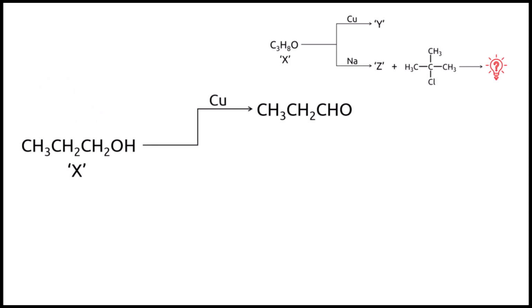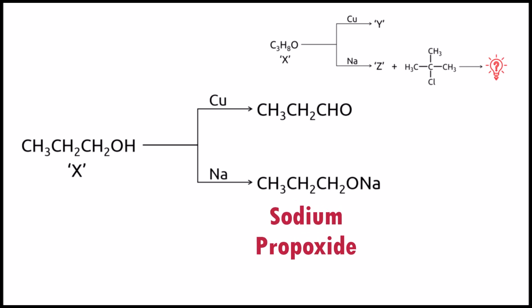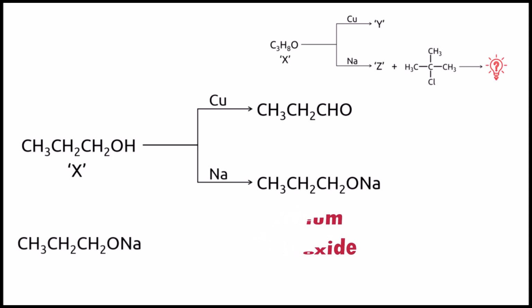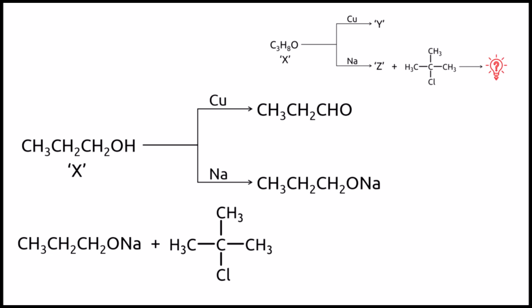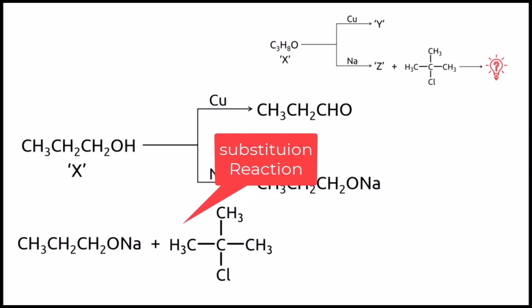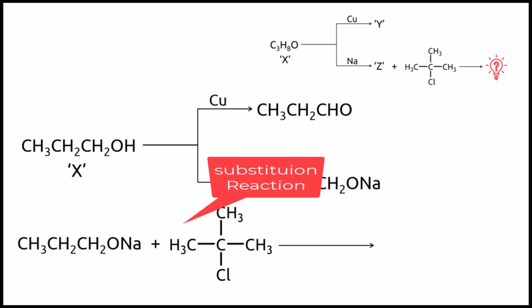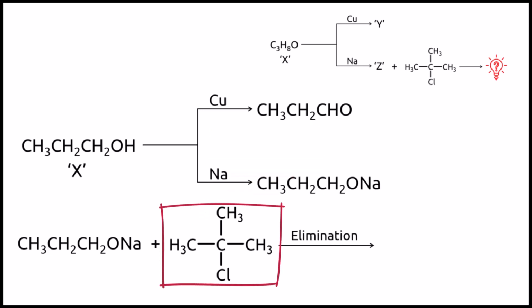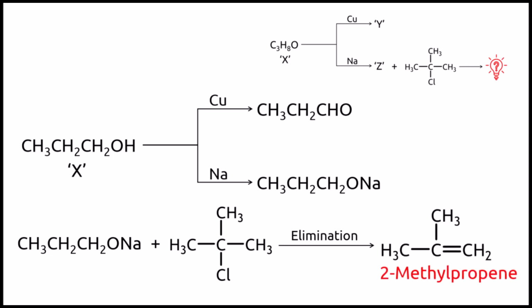Now, if X is propanol, then it reacts with sodium metal and forms sodium propoxide, and that is our compound Z. Now that compound Z reacts with 2-chloro-2-methyl propane. At that time, most students consider it a substitution reaction, that is SN2, but instead of substitution, elimination takes place. The reason behind it is that we have a 3-degree haloalkane, so the final product we get is 2-methyl propene. So this is our answer.